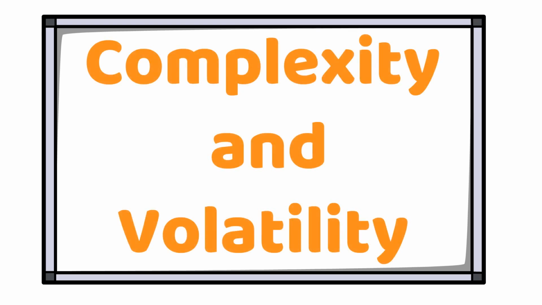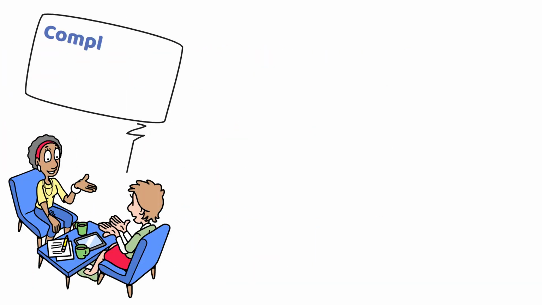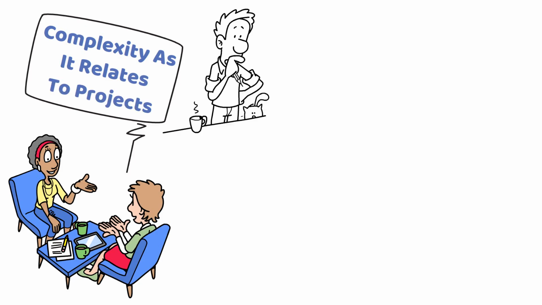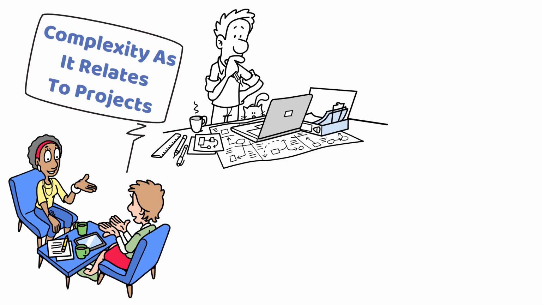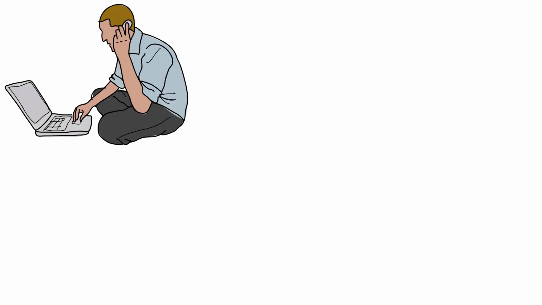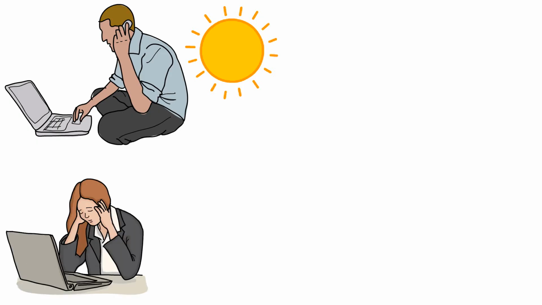Complexity and volatility. Let's start by talking about complexity as it relates to projects. Complexity is a characteristic of a program, project, or its environment, which is difficult to manage. This could be due to human behavior, like your front-end developer is a diva and won't work when the sun lands in the Libra solar system. System behavior, like your computer crashed and deleted all the files, or ambiguity.